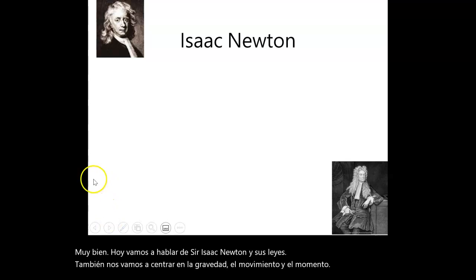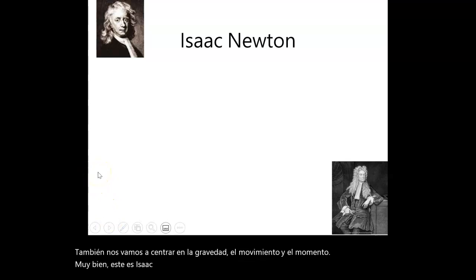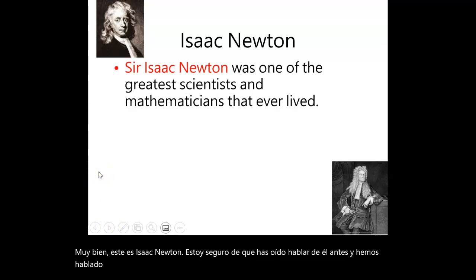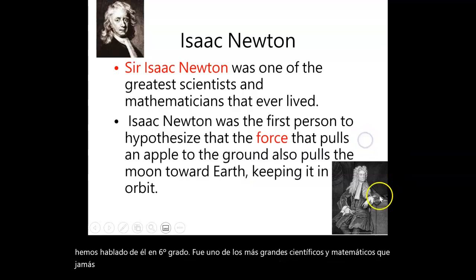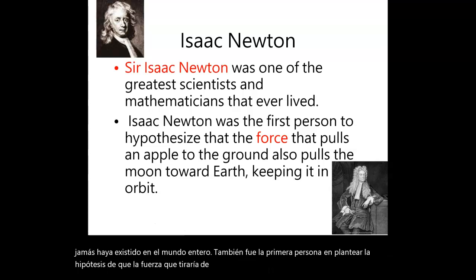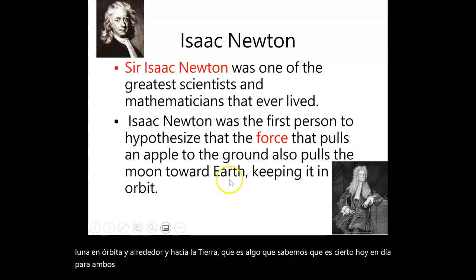All right, so this is Isaac Newton. I am sure you've heard about him before, and we've talked about him in 6th grade as well. He was one of the greatest scientists and greatest mathematicians that has ever lived in the entire world. He was also the first person to hypothesize that the force that would pull an apple towards the ground would also keep the moon in orbit around and toward the earth, which is something we know to be true today of both items, both the apple and the moon.